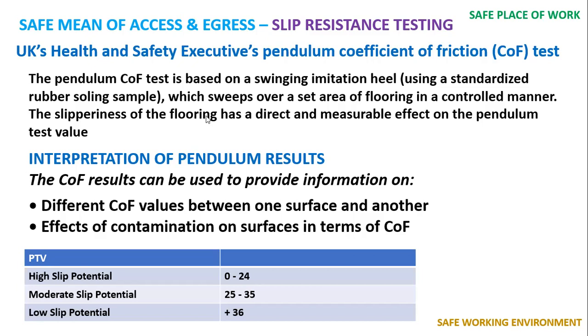Now, the UK Health and Safety Executive's pendulum coefficient of friction test. So what is it? The pendulum coefficient of friction test is based on a swinging imitation heel using a standardized rubber soling sample, which sweeps over a set area of floor in a controlled manner. The slipperiness of the floor has a direct and measurable effect on the pendulum test value.